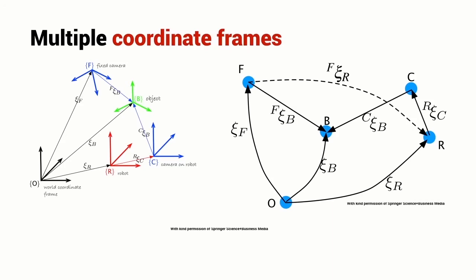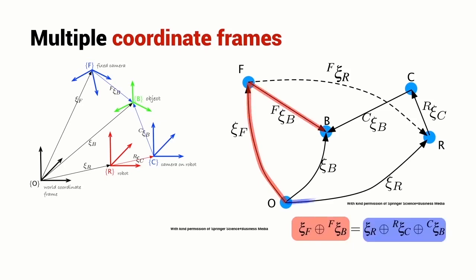From this pose graph representation, I can write an expression something like this, and to check that it's correct, we can look at it graphically in the pose graph. The left-hand side of the expression is shown in red, and the right-hand side of the expression is shown in blue.